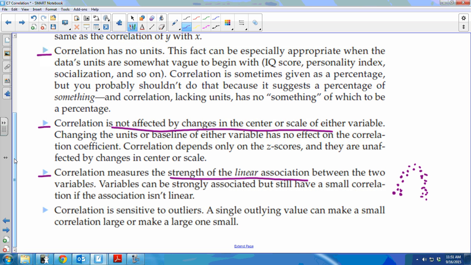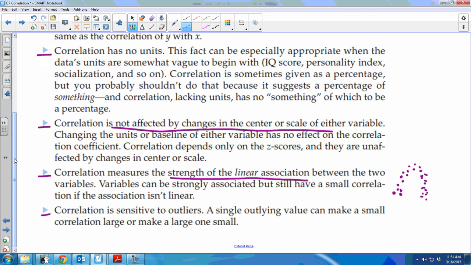Does that make sense? But because it's not linear, if you tried to calculate the correlation, it's going to tell you the correlation is like 0.2 or something. All right? Well, that correlation would indicate that it has a very weak association. Well, that's because it's not linear. All right? So correlation has to be linear. If it's not linear, then you can't really guarantee that what you're doing is correct.